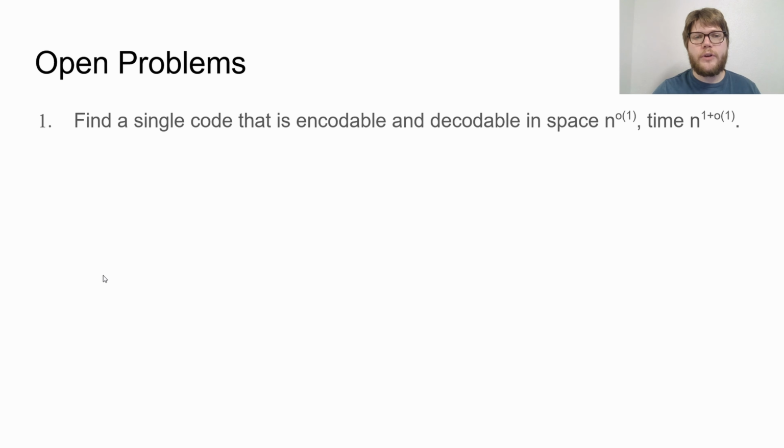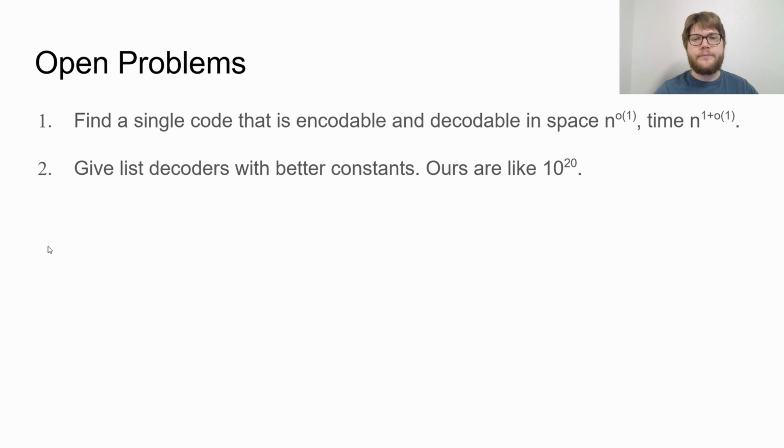Our first open problem is to find a single code that is both encodable and decodable in small time and space. So our prior results gave a code that's encodable time and space efficiently, and this work gives a single code that's list decodable time and space efficiently, but it's not the same code. We would like to have one code that you can do both.